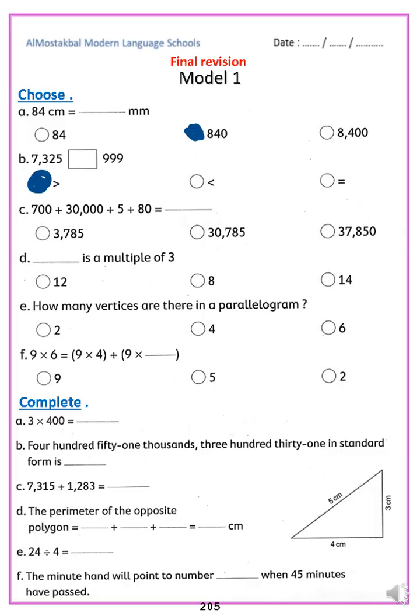The next question, 700 plus 30,000 plus 5 plus 80. The answer is 30,785.